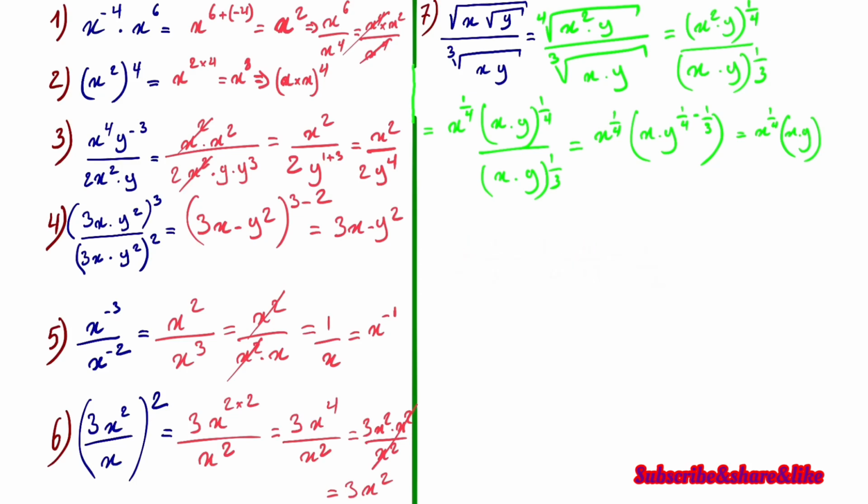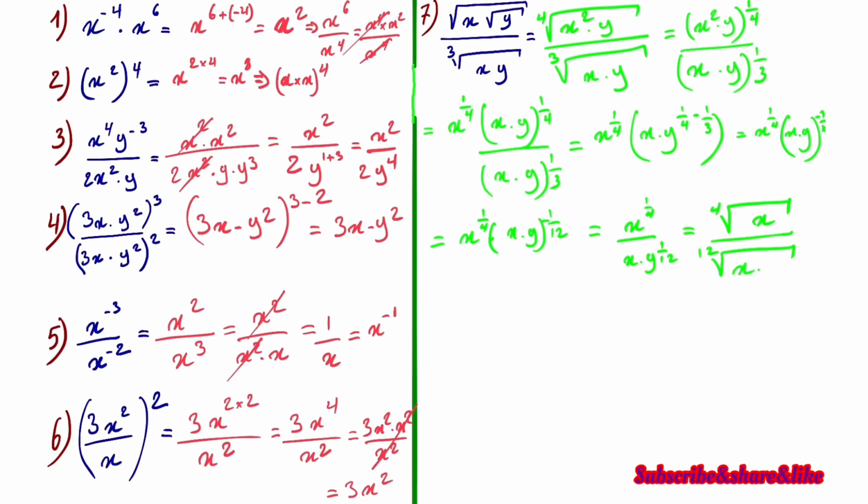So we put here minus 1 over 12, and we're going to get x to 1 over 4 times x y to the 1 over 12 minus 12, and it will give us x to 1 over 4 over x times y to the 1 over 12, and you can just write it something like this if you would like, 4th root of x over the 12th root of x plus y, and that's the final answer.